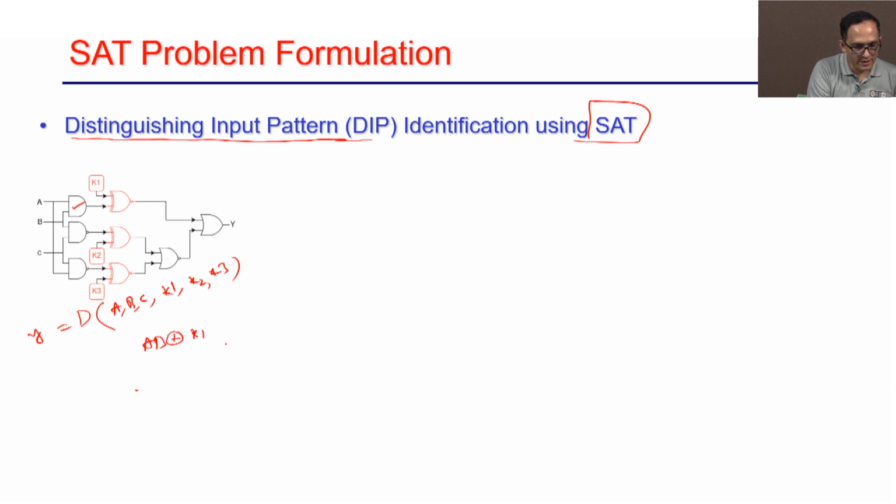This part is done. Then this is BC, a NAND gate, so this is effectively (BC) bar, and then this is XOR with K2. This part is done. Then this is effectively AC, (AC) bar, which is this gate, and this is getting XOR with K3, and then this is getting XNOR.